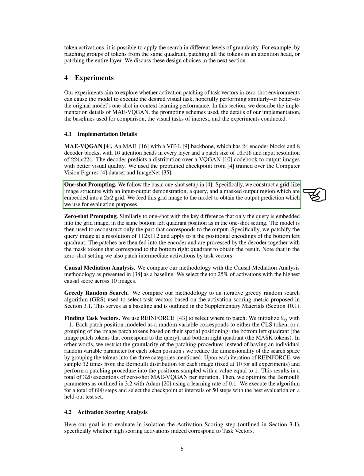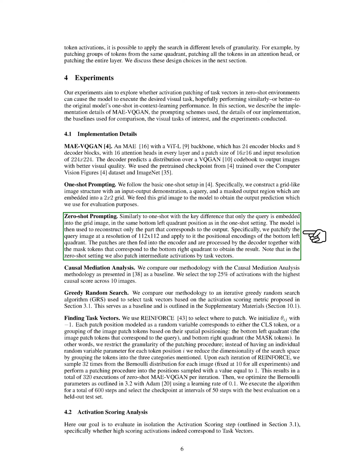In our one-shot prompting setup, we created a grid-like image structure with an input-output demonstration, a query, and a masked output region embedded in a 2x2 grid. This grid image was fed into the model to produce an output prediction for evaluation purposes. In the zero-shot prompting setup, only the query was embedded in the grid image at the bottom left quadrant position. The model reconstructed the corresponding output part by patchifying the query image at a resolution of 112x112 and applying positional encodings. The model then processed these patches along with mask tokens to generate the final result.